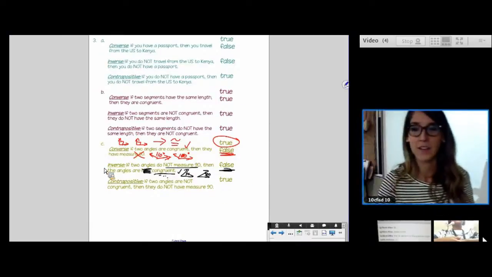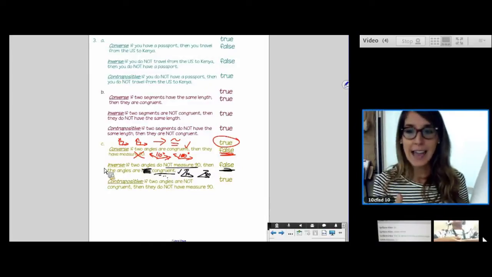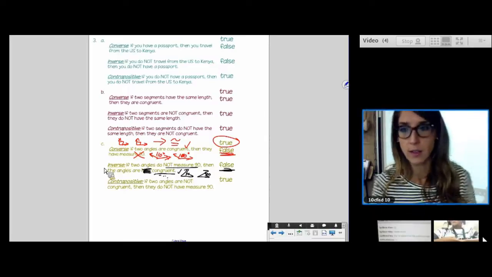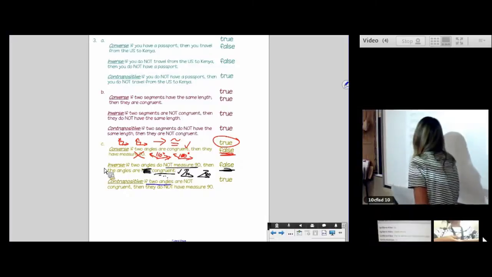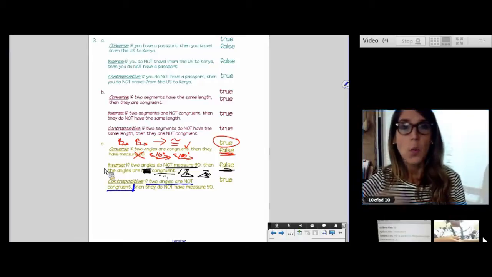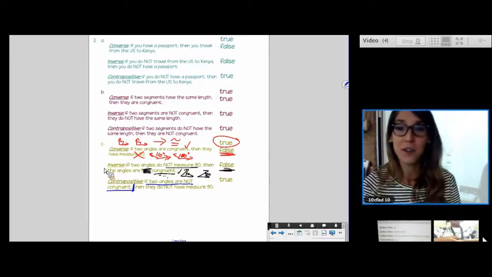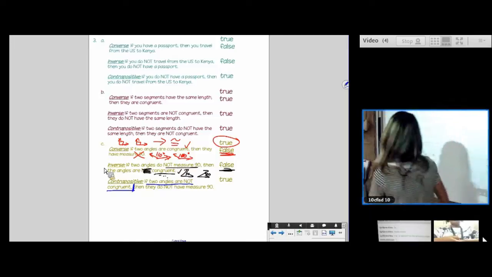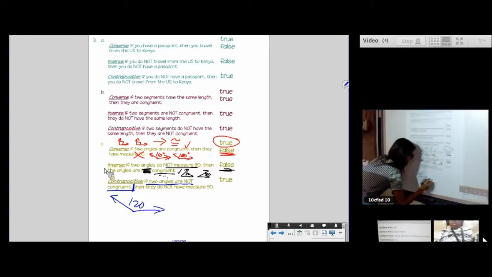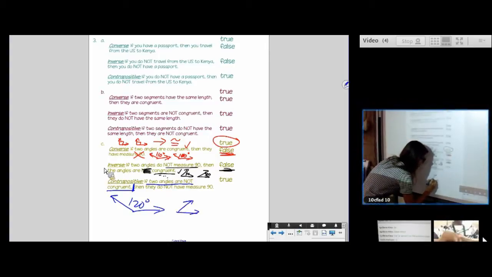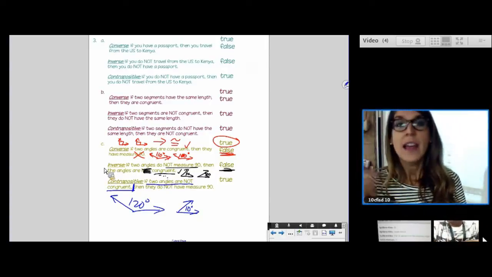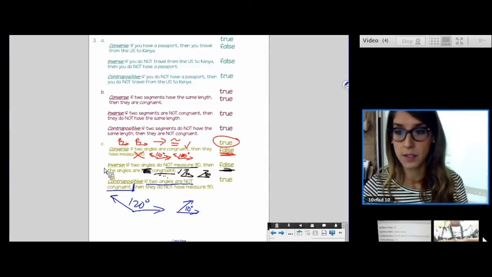Okay, contrapositive. Reverse and negate. Reverse and negate. If two angles are not congruent, stop right there. That is established. That has to be true. We have a situation, we have two angles, and they are not congruent. Let's draw a picture. Draw two angles, and make sure that they are not congruent. Okay. That has to be true. That is established. Now let's see if the conclusion is true or false.